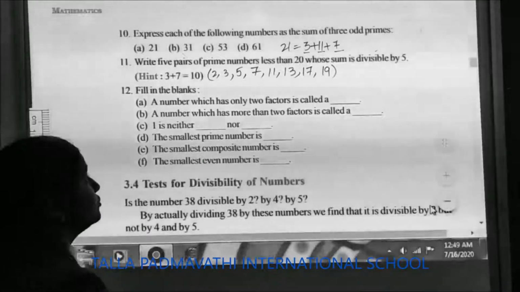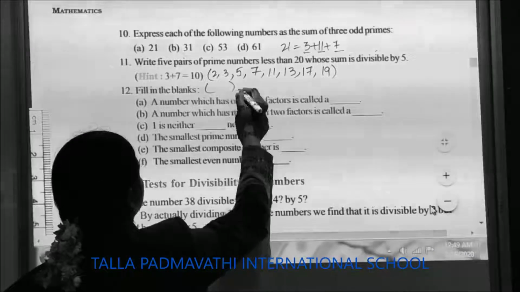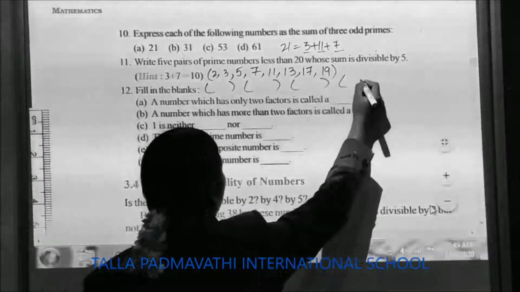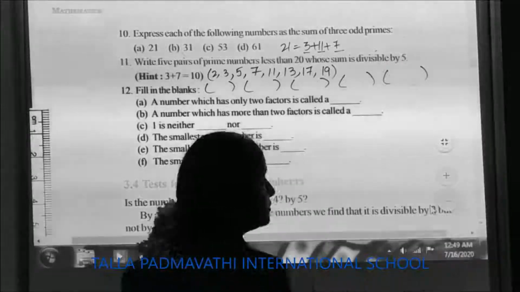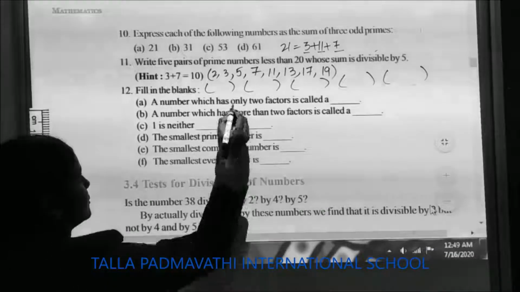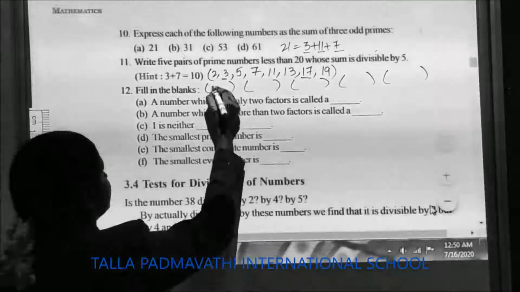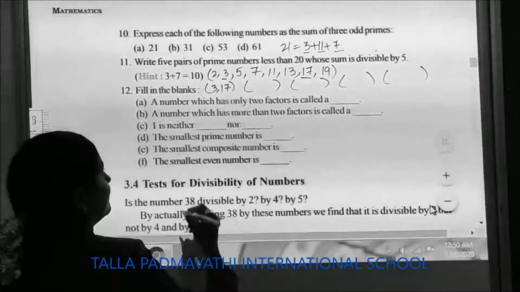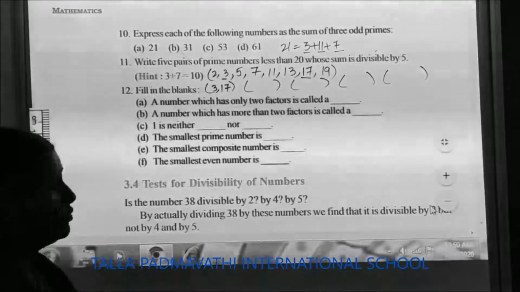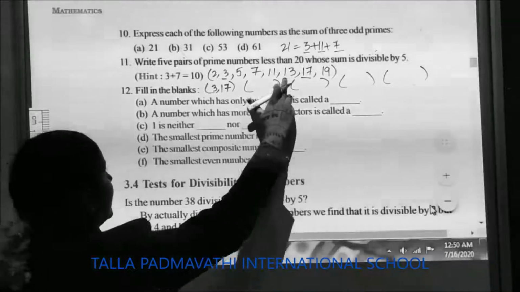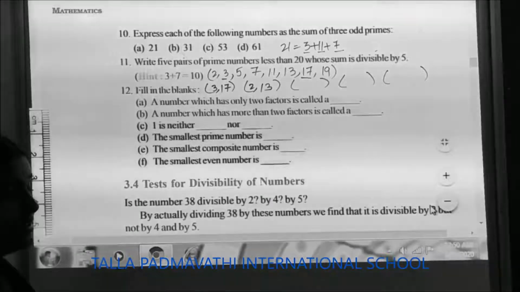Now you need to take 5 pairs such that if you add them, the sum should be divisible by 5. So now check here, children. 3 plus 17 is how much? Yes, it is 20. So 20 is divisible by 5. So this is one pair. And next like that you take the other pair. 13 and 2. So 2 comma 13, that is 15. So it is divisible by 5.